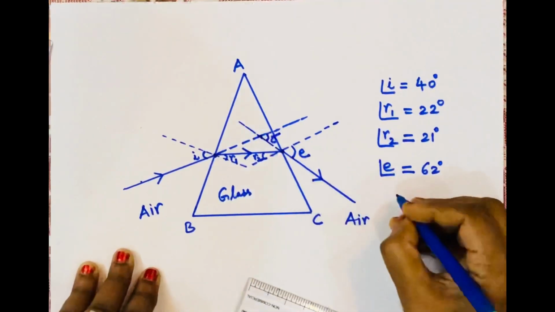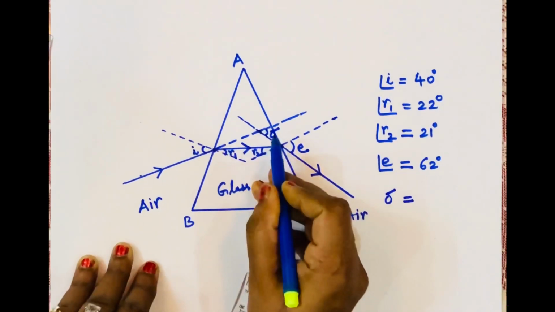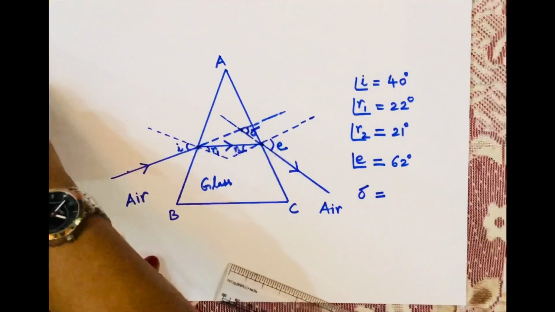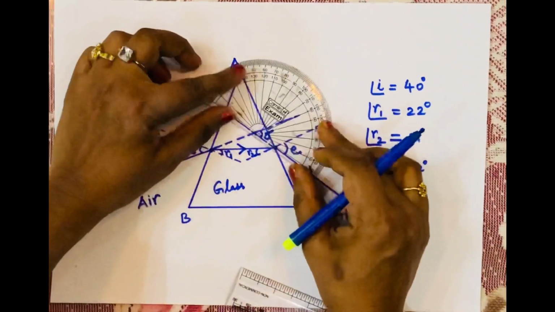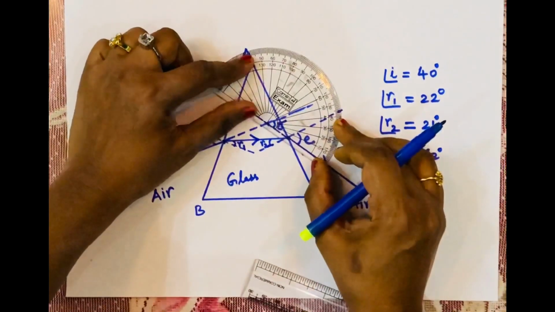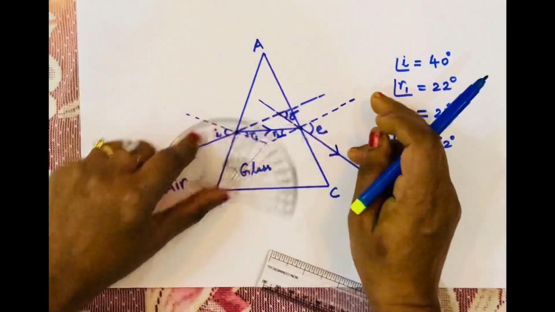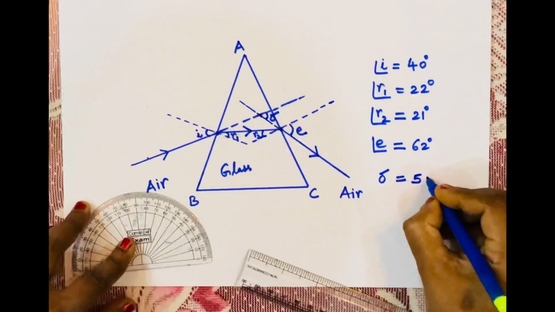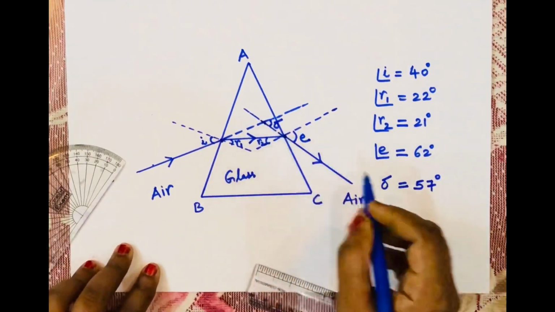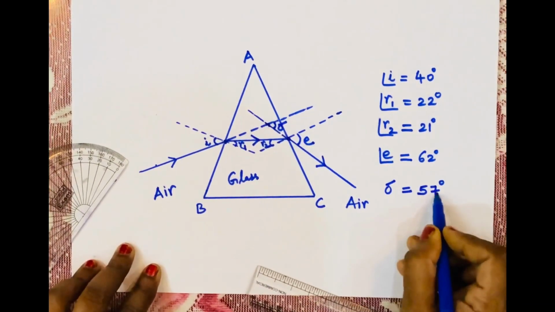It is represented by delta. This is called the angle of deviation. This is very important. So let us measure the angle of deviation. Using the protractor, carefully measure the angle of deviation. So here it is very clear, the angle of deviation is equal to 57 degrees. Angle of deviation is represented by delta. So here angle of deviation is equal to 57 degrees.